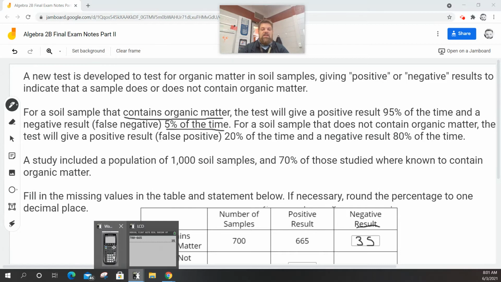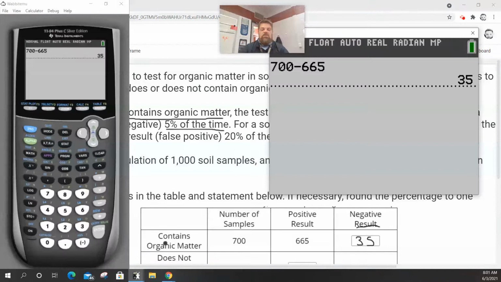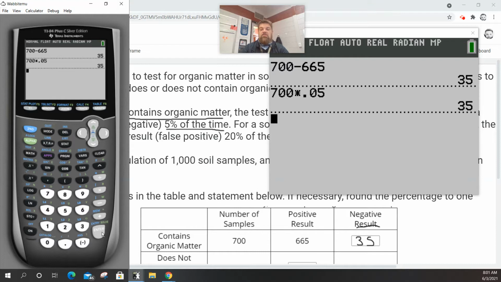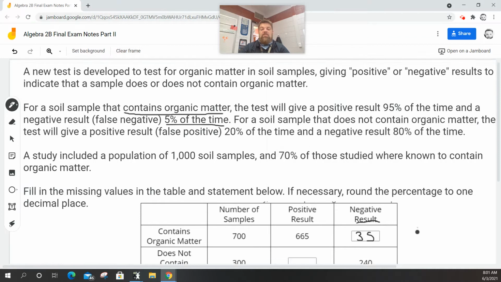But it also says that 5% of those 700 would test negative. So what you can do is say 700 times 5%, but 5% as a decimal is 0.05, and guess what that equals? 35. So now let's move on to the next one.